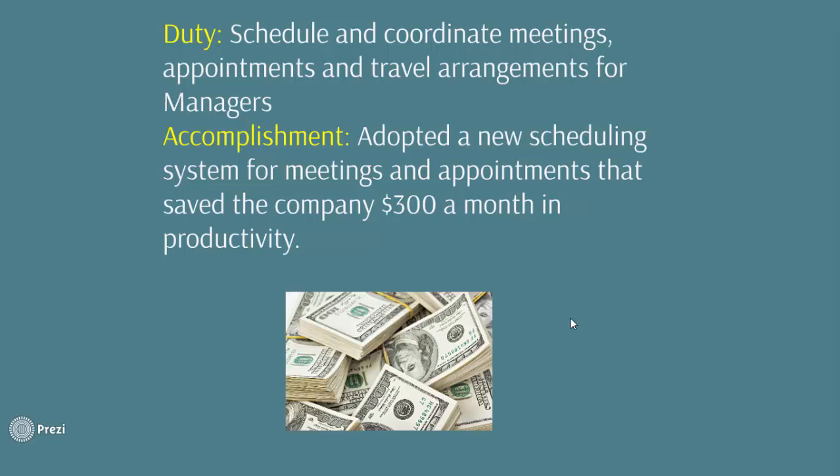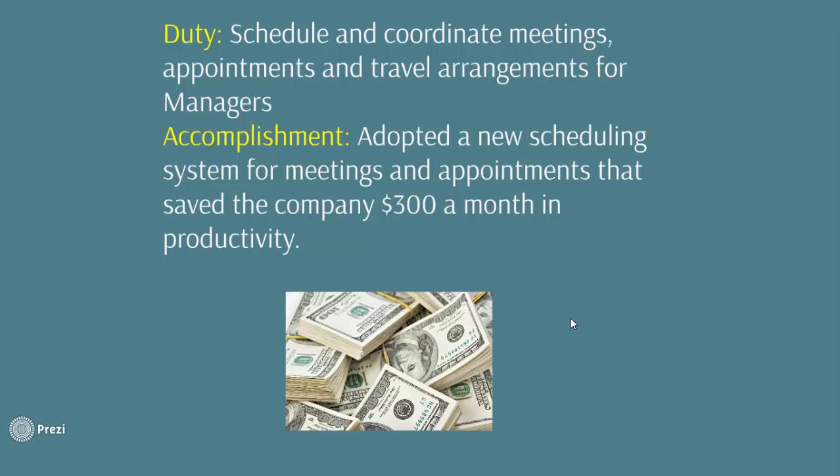All right, here's the last example. Schedule and coordinate meetings, appointments, and travel arrangements for managers. Again, take what you're doing and figure out how you can make it better. Adopted a new scheduling system for meetings and appointments that saved the company a measurable $300 a month in productivity.